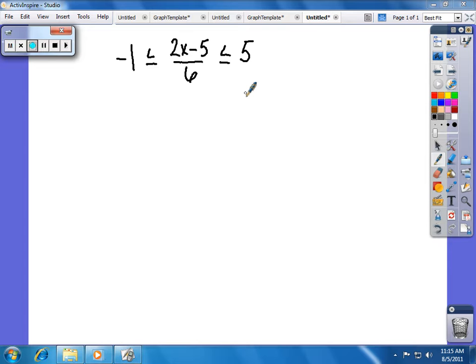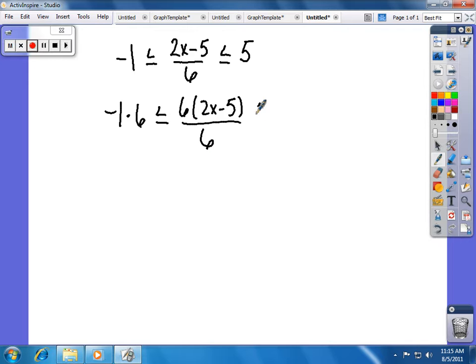Fractions in general, when we're solving these problems, are an issue, and we need to get rid of them as soon as possible. So we're going to get rid of that 6 by multiplying all the terms by 6. So I'm going to have -1 times 6 is less than or equal to 6 times (2x minus 5) all over 6, which is less than or equal to 5 times 6. And the point of doing that is because these 6's now cancel. We don't want the fractions in there.